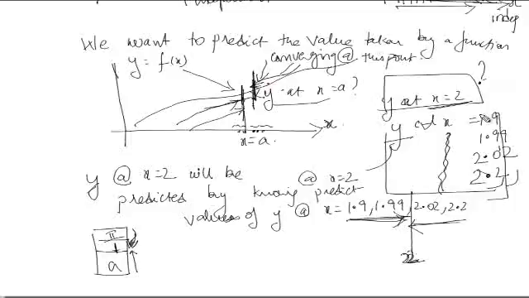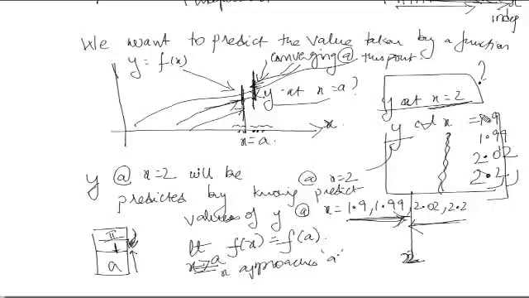So it was decided that, mathematically I am now writing this, limit x tends to a of f of x is equal to f of a. That is, as x approaches a, f of x takes the value f of a.